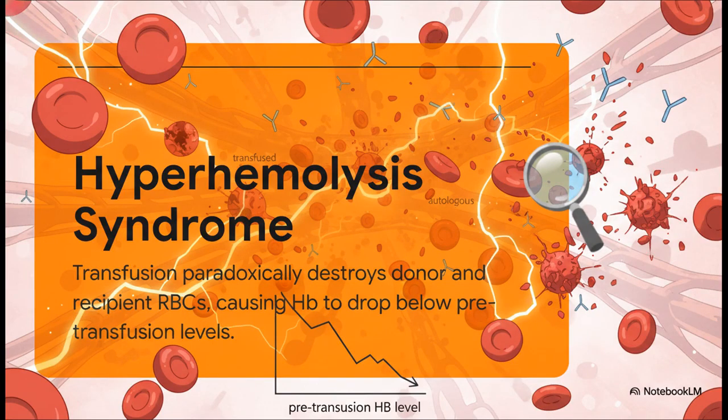Hyperhemolysis is the absolute nightmare scenario. It's a rare but truly catastrophic escalation of a DHTR, and we see it most often in our patients with sickle cell disease. For reasons we don't totally understand, the immune response just goes into overdrive. It not only destroys the foreign transfused cells, but it also starts destroying the patient's own native red cells as innocent bystanders. The result is this devastating paradoxical anemia, where the hemoglobin actually falls lower than it was before you gave the transfusion. This is a critical do not transfuse further situation. Giving more blood will only fuel the fire.